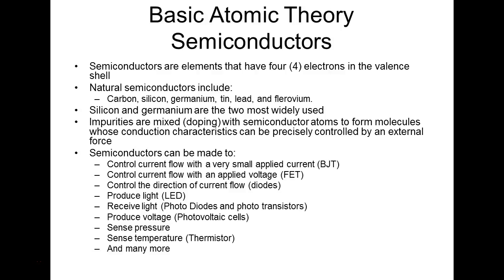With semiconductors, we can do all this. We can control the current flow with a very small applied current. We can control current flow with an applied voltage; these are FETs. We can control the direction of current. We have diodes. These are our check valves of electrical current. They only let the current flow in one direction. These are the main devices that convert AC into DC. We have light-emitting diodes, which produce what? Light. We have photodiodes, which receive light. We have photovoltaic cells, which create voltage. These are your solar cells.